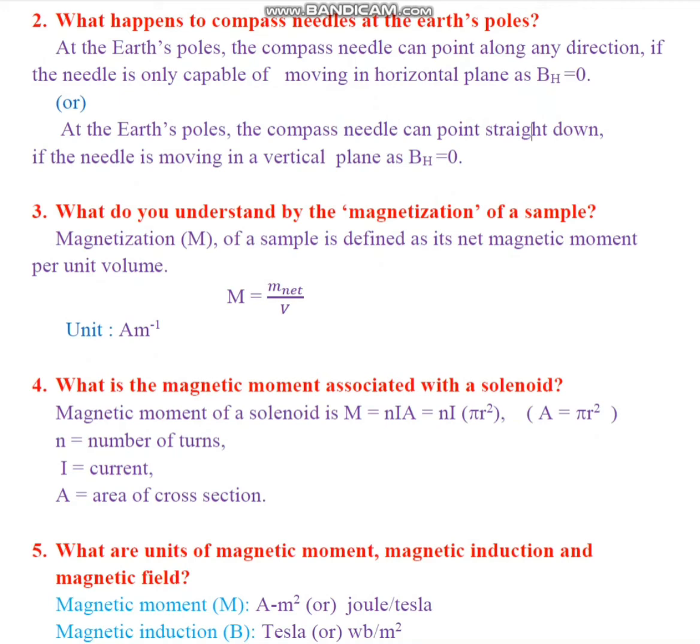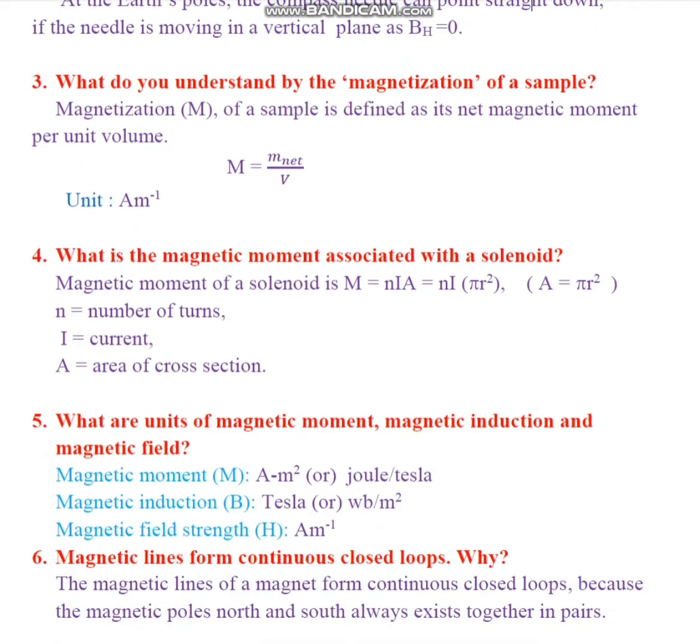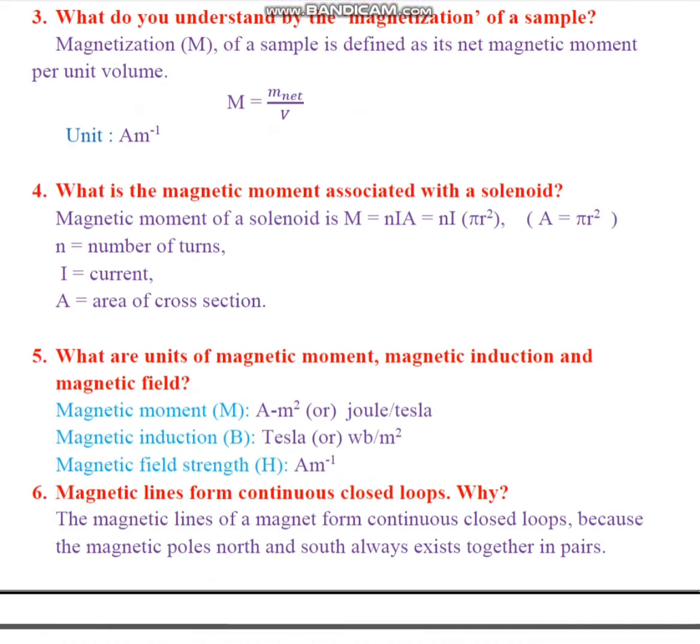And the fourth question is, what is the magnetic moment associated with a solenoid? The magnetic moment of a solenoid is represented by capital M is equal to NIA, where N is the number of turns in the solenoid, I is the electric current, A is the area of cross section. So A is equal to pi r square, where r is the radius.